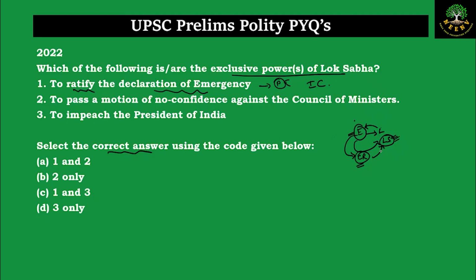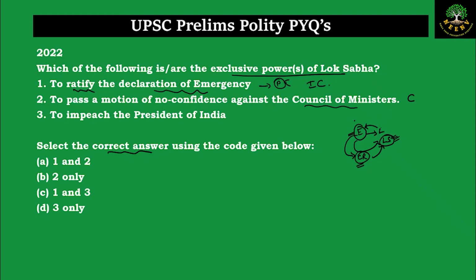And the motion of no confidence can be passed only in the Lok Sabha and it cannot be passed in the Rajya Sabha. So the power to pass a motion of no confidence against the Council of Ministers, that is against the government, is an exclusive power of the Lok Sabha. So this is correct because this power is not there with the Rajya Sabha.